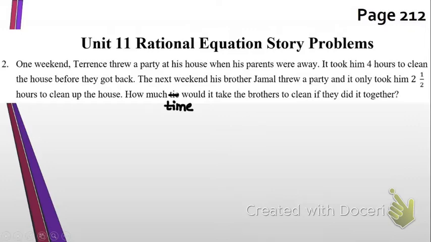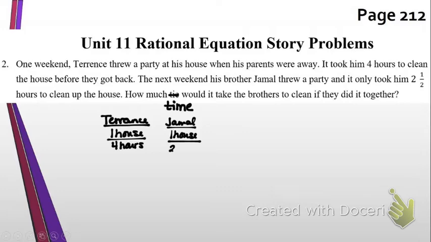Can you help me write a fraction for Terrence? What if it was a tie party? Good question. Help me write a fraction for Terrence. How many houses is he trying to clean? 1 house. How long does it take him? 4 hours. What about Jamal? One house in two point five. How should we represent 2.5? 2.5.